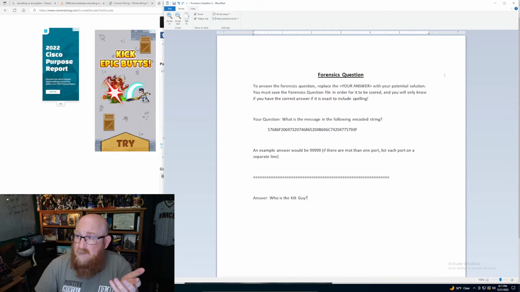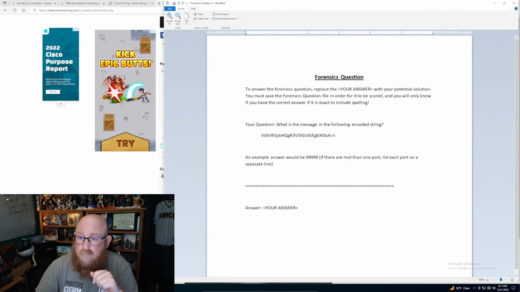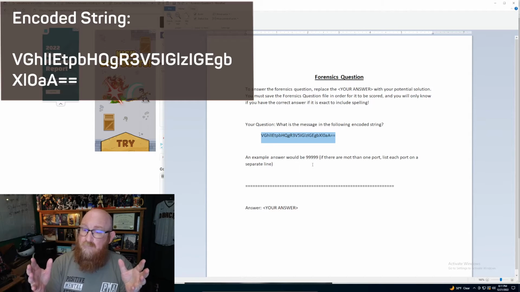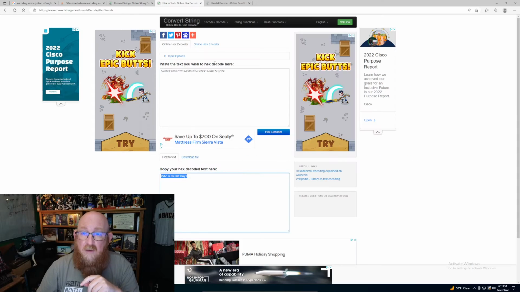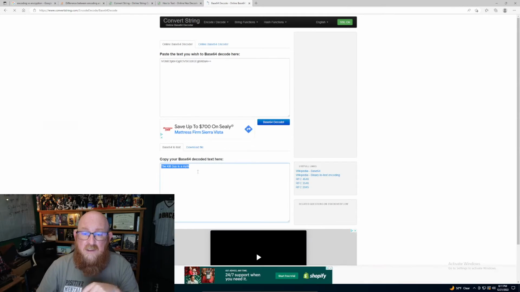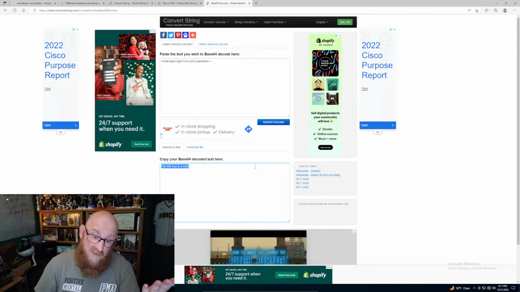Now the other strings. If we take a look at string two, which is this one, you notice how this is mostly alphabet. This tells us that this is most likely Base64 encoded. So let's copy this. We're going to bring up our handy website, and I already have the Base64 decoder up. We'll paste the string in there and decode it. And it says the Kilt Guy is a myth. It's not true. I'm not a myth. I'm really here.